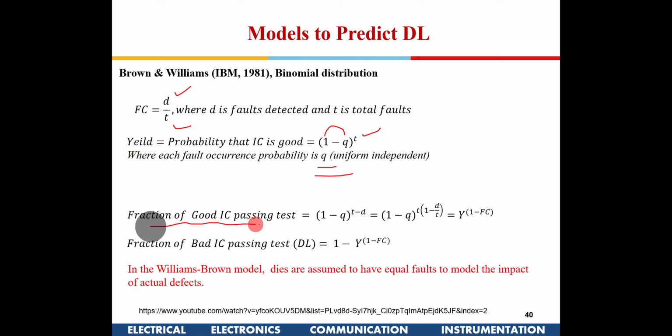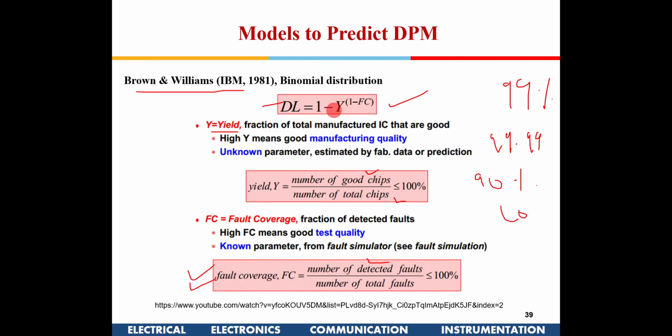So the fraction of good ICs passing the test will be (1 minus Q) to the power T minus D, because D are the ones which are detected. So this becomes T minus D, right? So you take out T and you get this, right? And then the fraction of bad ICs passing the test will be 1 minus. You don't have to remember these derivations, but through these steps you can understand where this has come from.